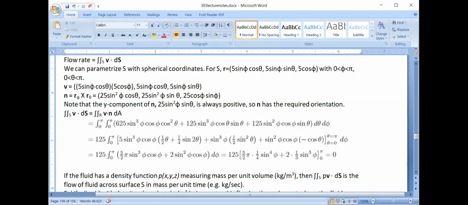So just to explain that for a second, recall that the v dot dS part was in cubic meters per second, but now we're multiplying by density, and that's got units of mass per cubic meter. Cubic meters cancel and you get kilograms per second. So it's the flow of the fluid across the surface in mass per time. So let's take a look at how that would go.